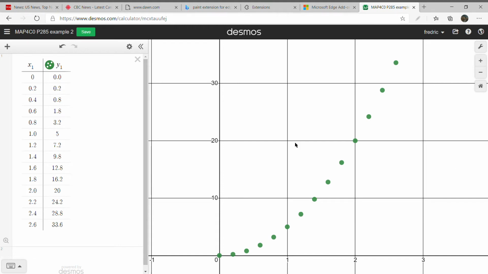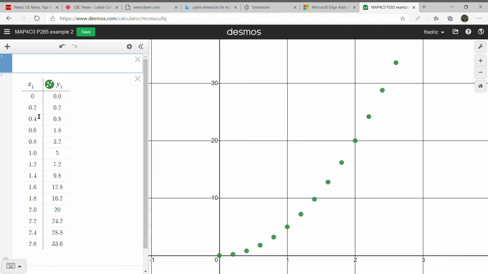Okay, so in this lesson, this is example 2 from page 285 on quadratic regression. You have the data points on your left, as you can see here, and Desmos has plotted it for us. And it looks like it is not a linear relationship at all. But we have a better way of doing it than just eyeballing it.